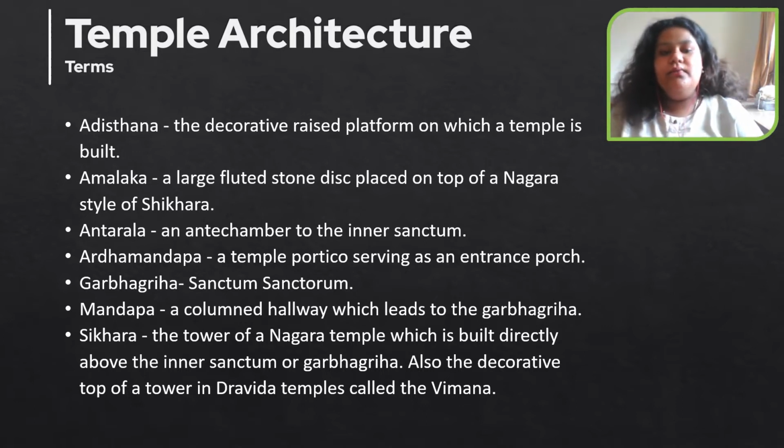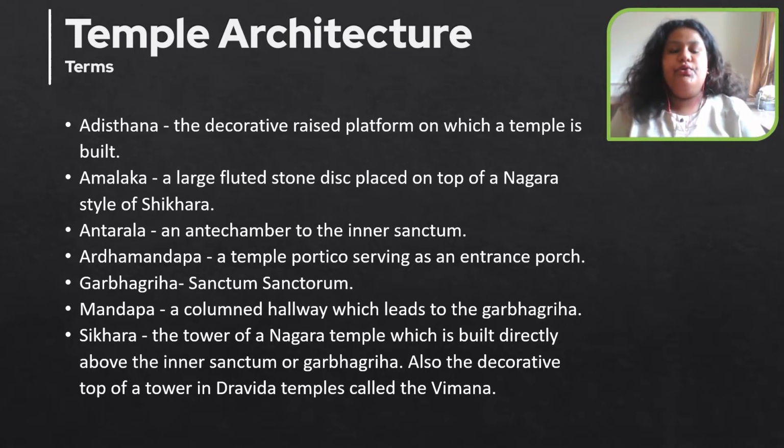So the first term is Adhishthan, which is a decorative raised platform on which a temple is built. So it is the plinth, you can say, on which the temple is erected. The next term is Amlak. It is a large fluted stone disc which is placed on top of the shikhara or the superstructure of a temple in Nagara style or the northern style of temple architecture.